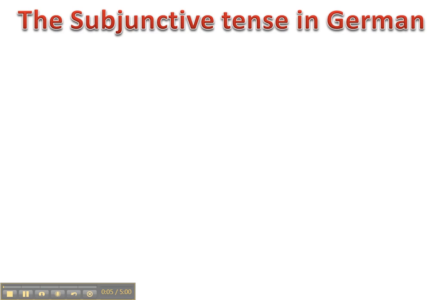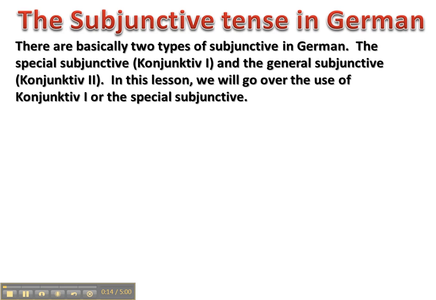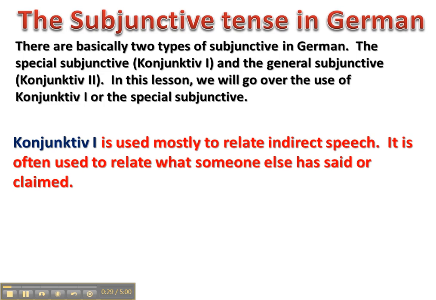Today we'll talk a little bit about the subjunctive. I've received several emails asking me to do something over this topic. So basically there are two types of subjunctive in German. There's the special subjunctive, or called the Konjunktiv I, and the general subjunctive, which is called Konjunktiv II. In this lesson we will go over the use of the first one, or the special subjunctive.